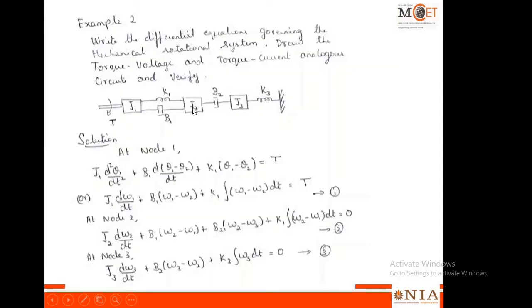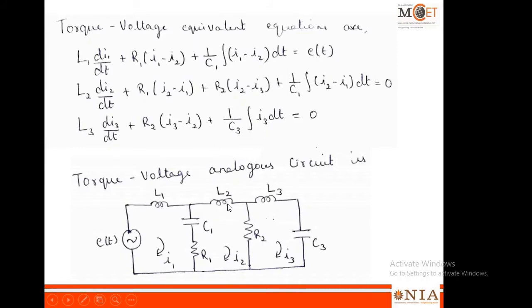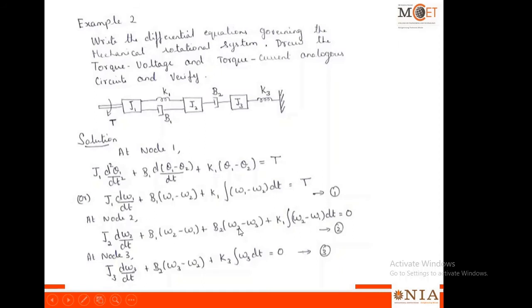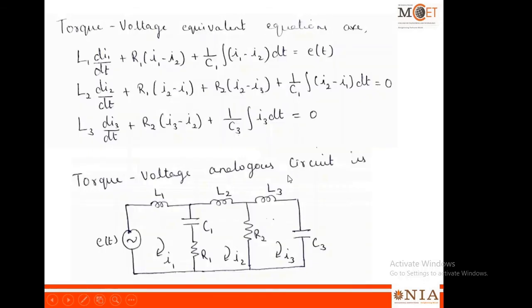Similarly, here except for J2, this B2 is common between node 2 and node 3, and these two elements are common between node 2 and node 1. Same thing you can view in the circuit also, except for this L2. Here two elements are common between loop 1 and loop 2, and R2 is common between loop 3 and loop 2. And these two, that is J3 and K3, are exclusively for node 3. So you can see here inductor and capacitor are only for the loop 3.